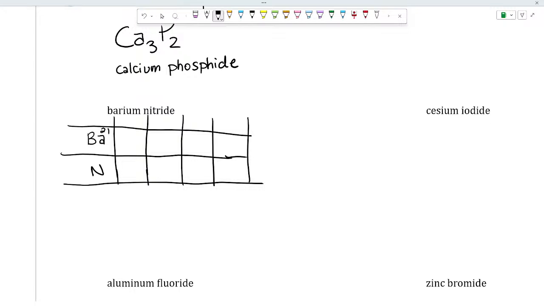So a first barium would give away 2 electrons. A second one would give away a total of 4. If we had 3 of them, we'd be giving away a total of 6 electrons. If we had 4 of them, we'd be giving away a total of 8 electrons.